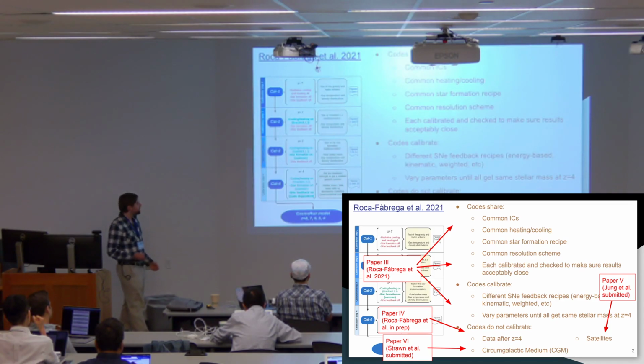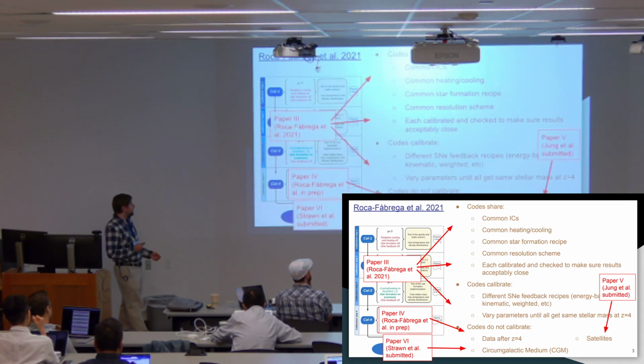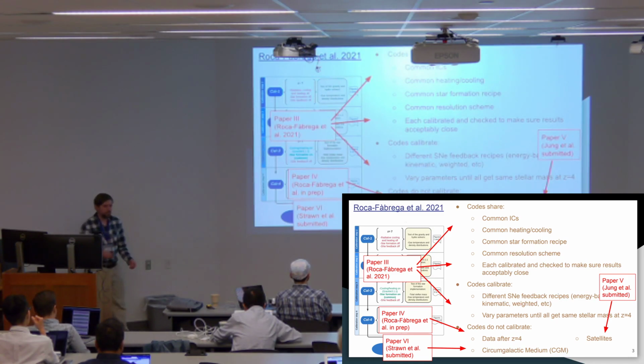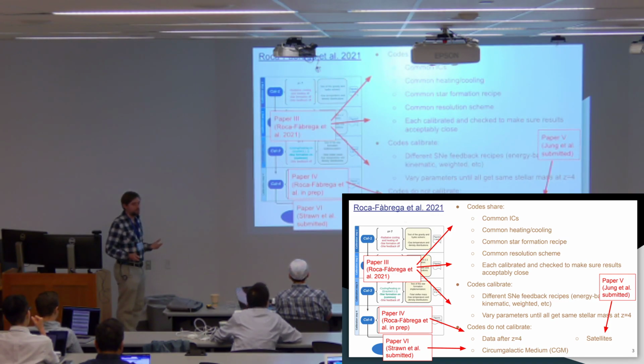So, the paper that's already out is paper 3. And then there are 3 papers that will all be basically dumped on the archive all at once when they're all ready, so watch out for that. And when they're all there, go ahead and look at them all. Mine is paper 6 on the CGM.